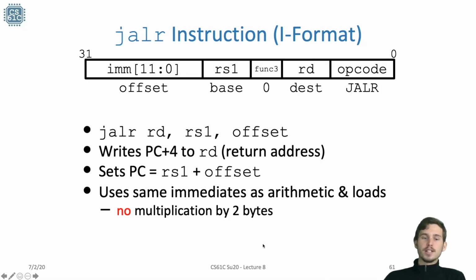So what JALR does is it writes to RD PC plus 4, which is essentially the return address. It also sets the PC equal to the source register plus the offset.